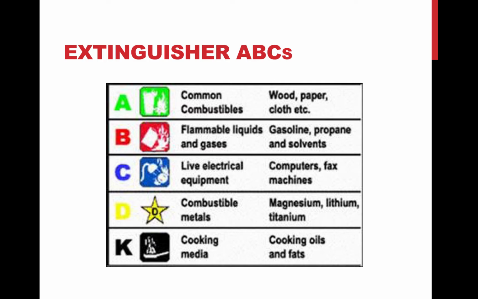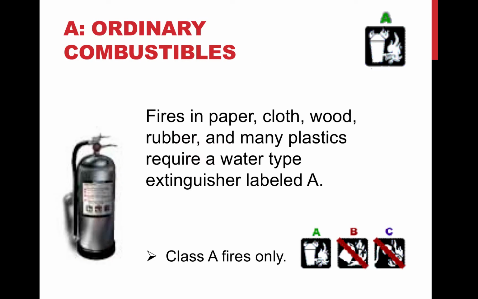It's very important that you do not use the wrong type of fire extinguisher in a situation. For example, if you use a type A extinguisher on a type C fire, you could actually make it worse and create a greater electrocution hazard. Type A is for fires in paper, cloth, wood, rubber, and many plastics. It's a water type extinguisher. It's for Class A fires only. You cannot use them on B and C.